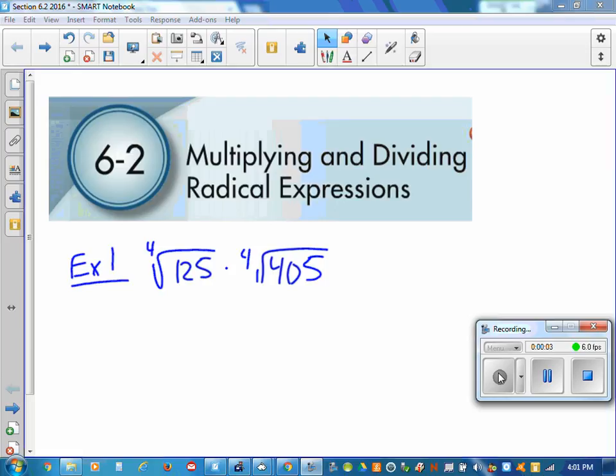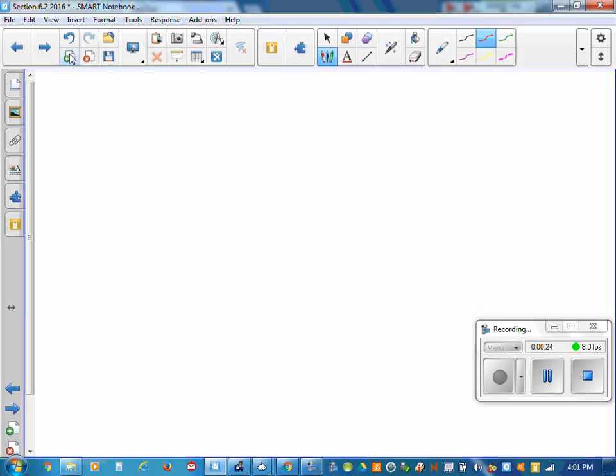All right, welcome to section 6.2, multiplying and dividing radical expressions. So the question you may have come up with yesterday is, what if I can't take the square root perfectly or the cube root perfectly? What am I going to do? How am I going to figure this out? Well, before we get into these examples, here's an overview of what we're trying to do.